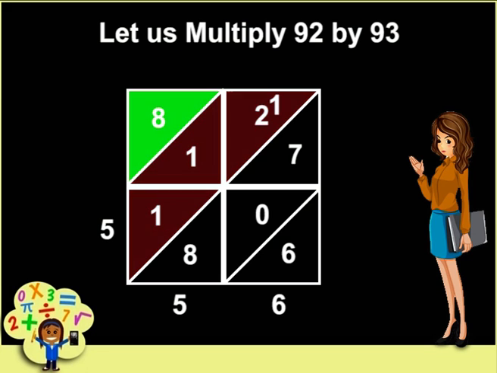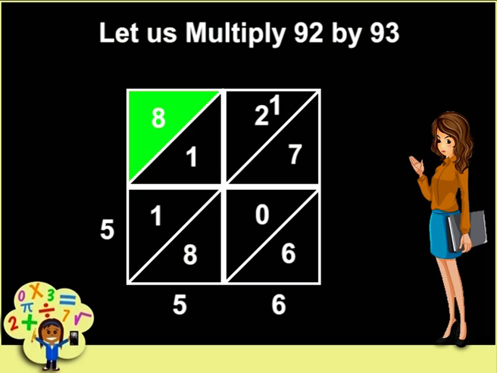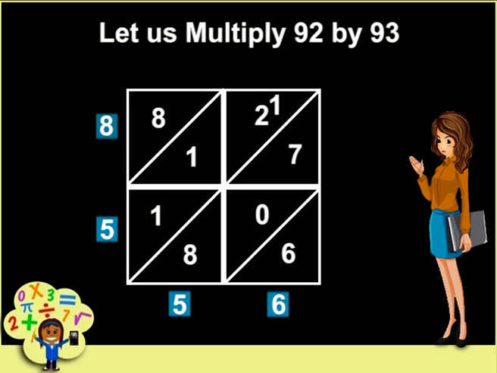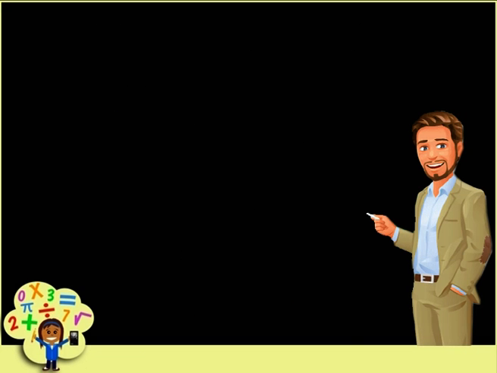We are left with one diagonal, that is 8. And we will write 8 as shown to you. The final answer will become 8556. When 92 is multiplied by 93, the answer is 8556. In the same way, we can do multiplication of any numbers.